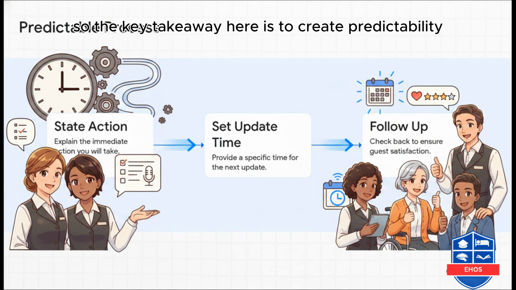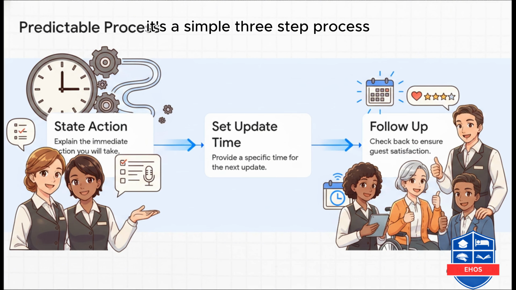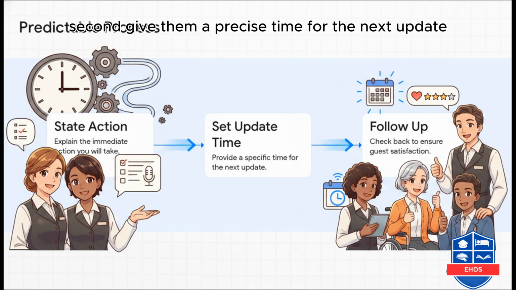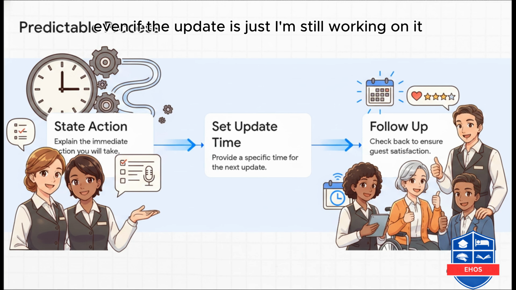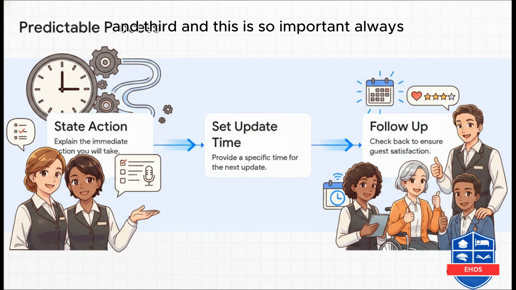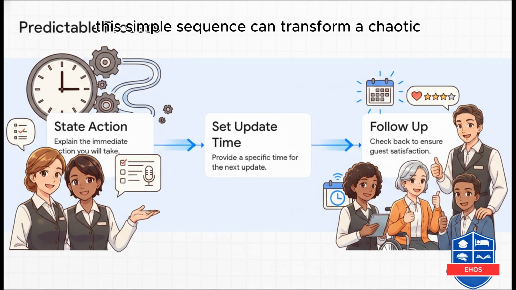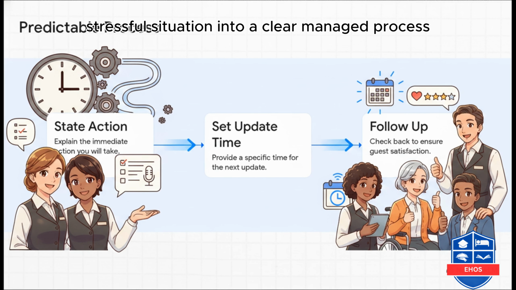So, the key takeaway here is to create predictability. It's a simple 3-step process. First, tell the guest exactly what you're going to do right now. Second, give them a precise time for the next update, even if the update is just, I'm still working on it. And third, and this is so important, always, always follow up. This simple sequence can transform a chaotic, stressful situation into a clear, managed process.